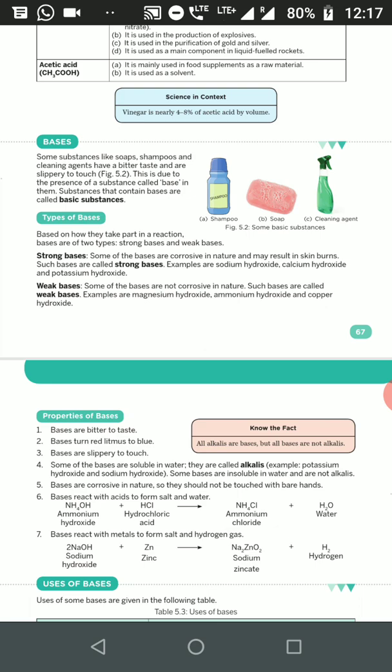Bases are corrosive in nature, so they should not be touched with bare hands. Okay, they are corrosive. They burn the skin. If you touch a strong base, it can burn your skin. So we should not touch them with bare hands.